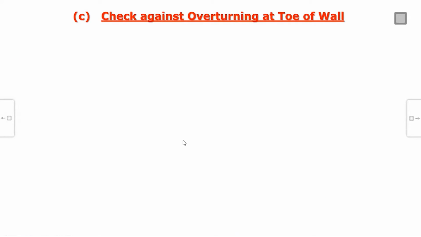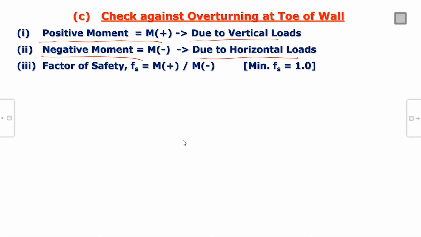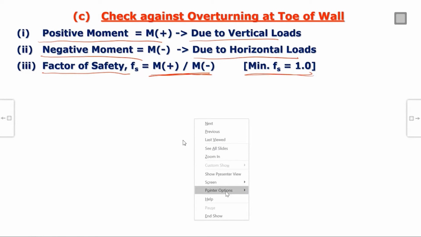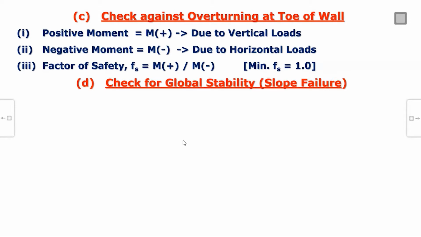Next is the check against overturning at the toe of the wall. Very simple. You calculate positive moments from those tables due to vertical load. You calculate negative moments due to horizontal load. So the first column after the serial number in those tables will give you positive moment, and the third column will give you negative moments, and your factor of safety will be positive moments divided by negative moments. And here the overall factor of safety is also given as 1 as per the code. So your positive moment should be more than your negative moment. So this is the check against overturning at the toe of the wall, the third check.